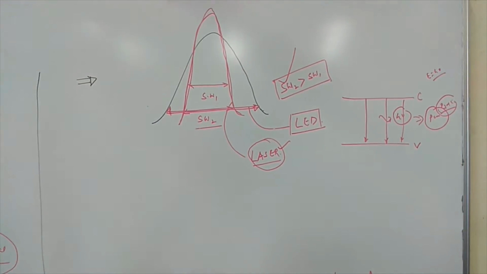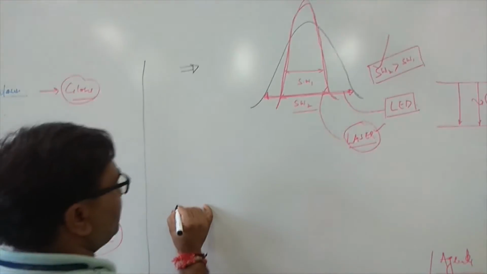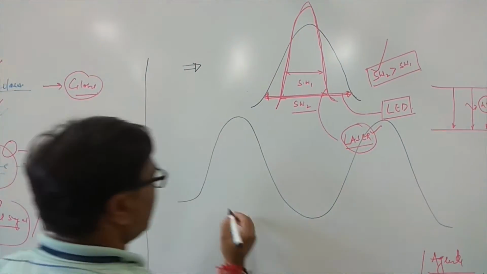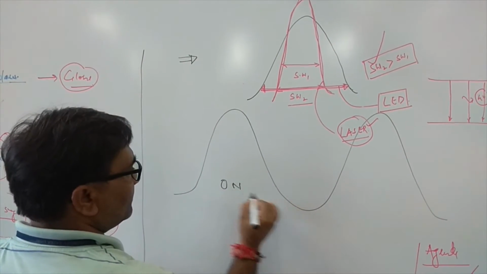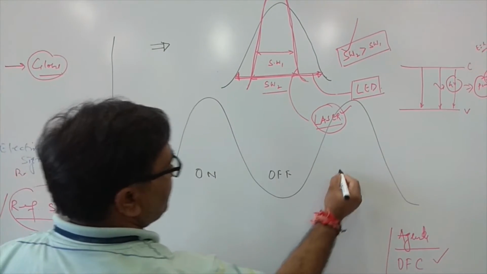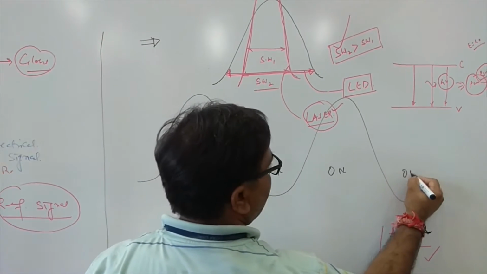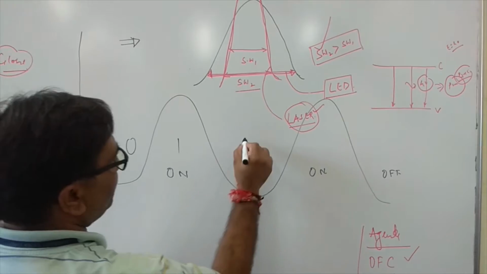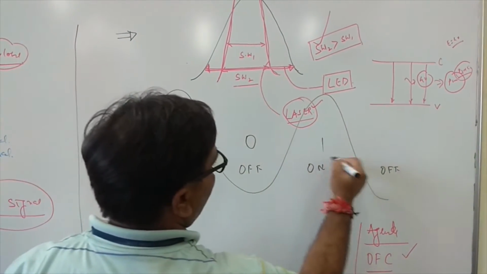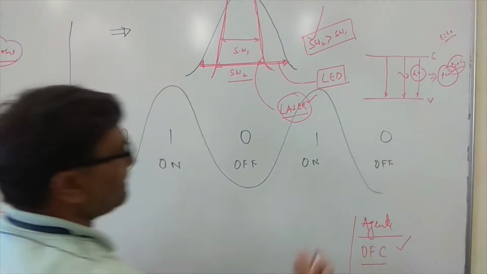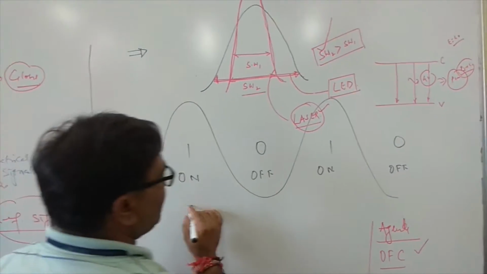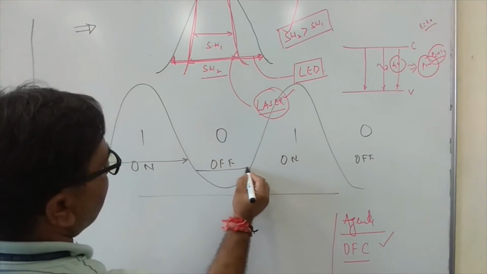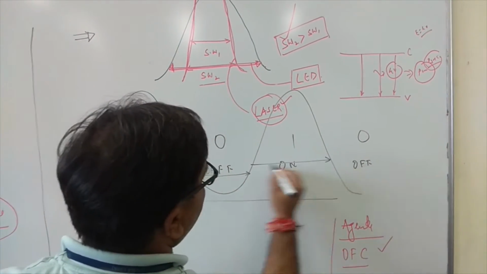So see here, if the spectral width is larger, let us assume this one. This part is on, this part is off. This is again on, this is off, right? So here is 1, 0. On, off means 1, 0. If you want to transmit 1 0 1 0, how much time is required? This time.